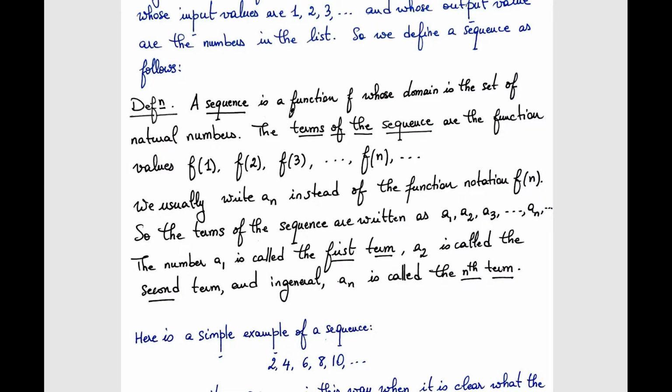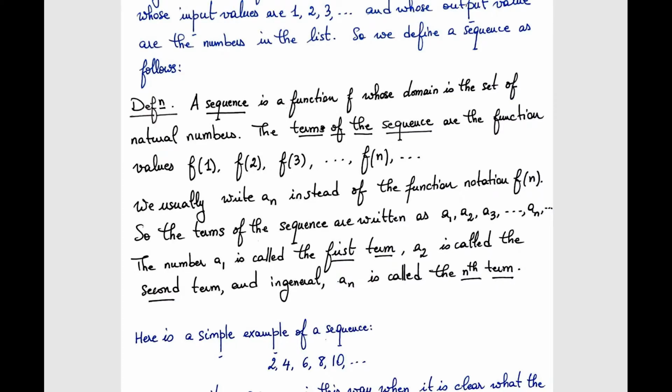A sequence is a function f whose domain is the set of all natural numbers. And what's the set of natural numbers? It's the set of all positive integers, right? So 1, 2, 3, 4, 5, and so on. All right, so a sequence is a function whose domain is the set of natural numbers, and the terms of the sequence, a sub 1, a sub 2, a sub 3, etc., are the function values, f of 1, f of 2, f of 3, and so on.